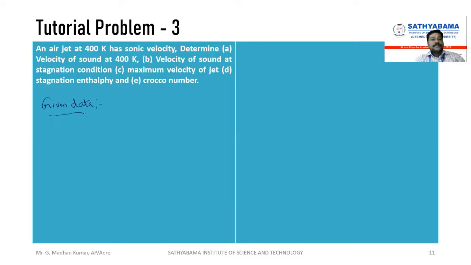So what is it? We have the only thing P equal to 400 Kelvin, and then they have been telling that sonic velocity. So C is equal to A is equal to A star, right? And then we have to find the velocity of sound. Okay, so it's very simple that you may use gamma RT, and then the air is making as a jet here, right? So air is making as a jet here.